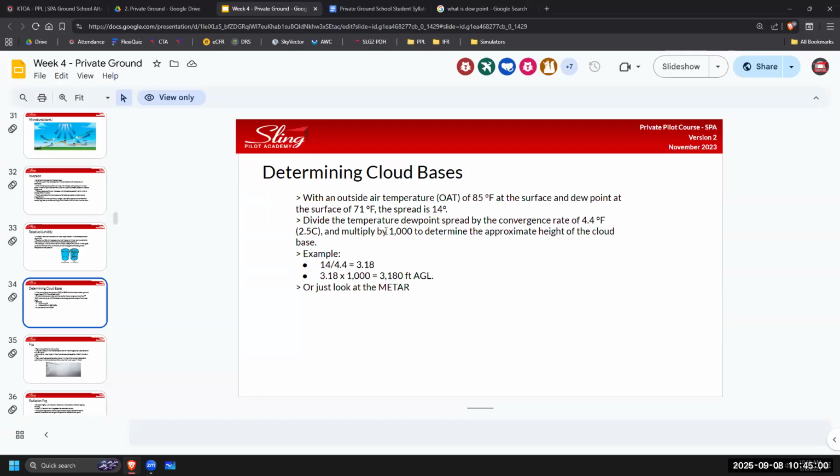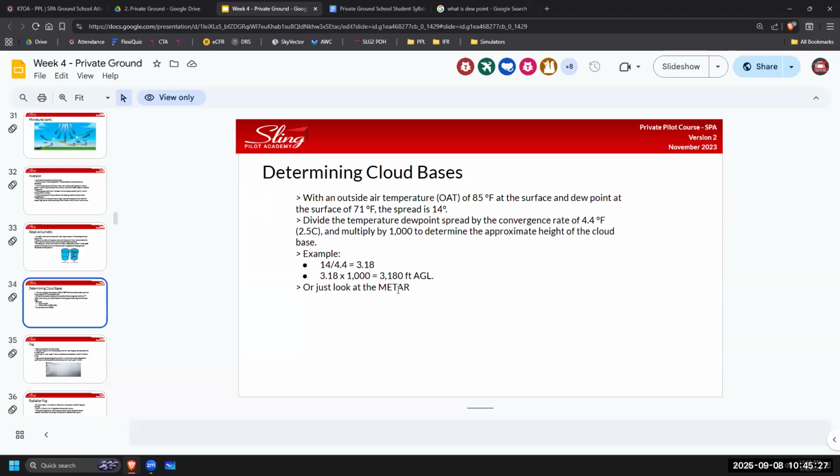Then you multiply whatever that number is by 1,000, and you've gotten the approximate height of the cloud base for that area. So in this case, you've ended up with 3,180 feet, and it's always going to be AGL, above ground level. Cloud bases and cloud layers and cloud ceilings are all always given to you in AGL.